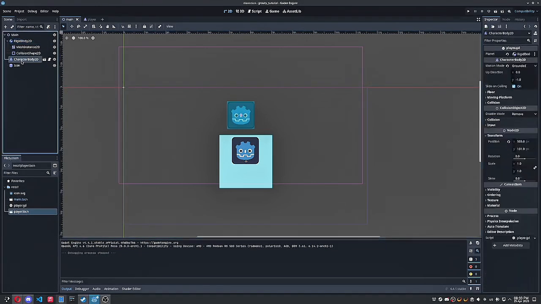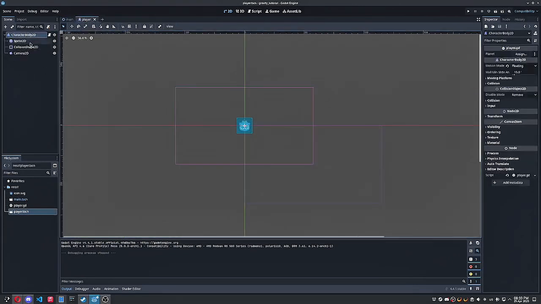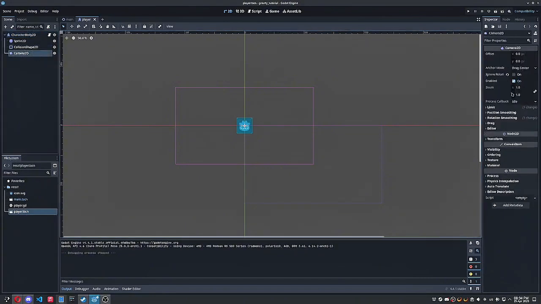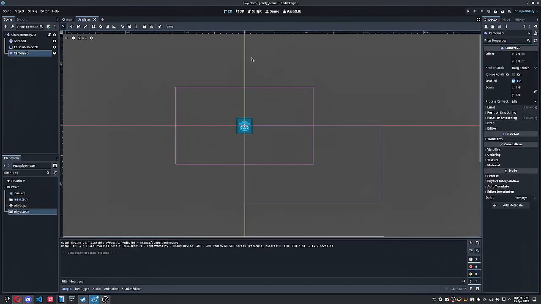Now, character body 2D is the player, and this icon is just to show where we are relative to the top of the planet, quote unquote. The player has a sprite, a collision shape 2D, and a camera. And the camera has ignore rotation turned off, and it has rotation smoothing on.